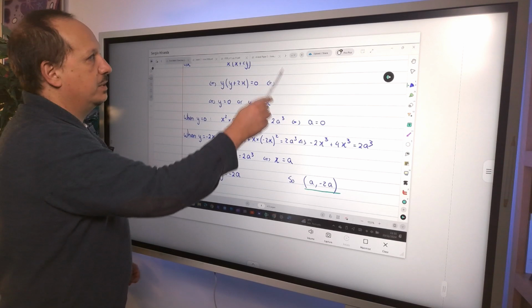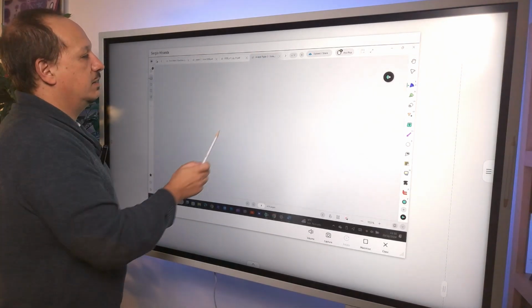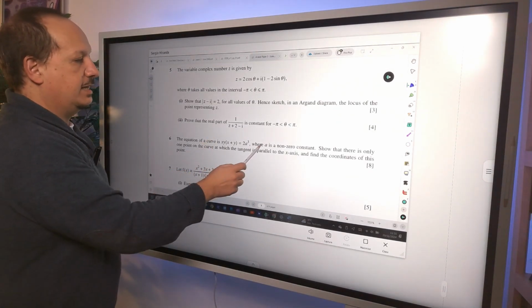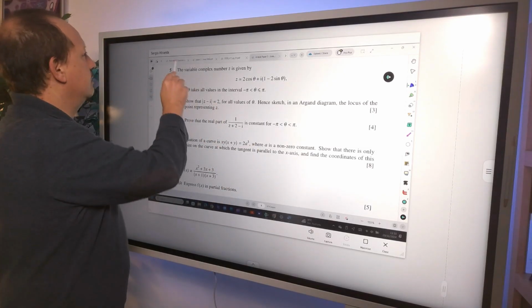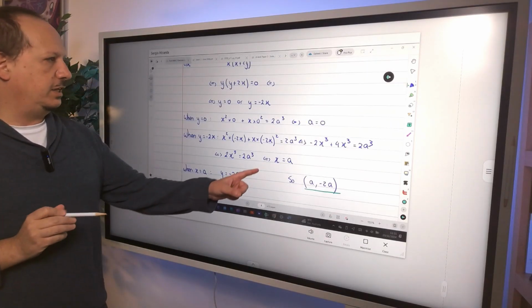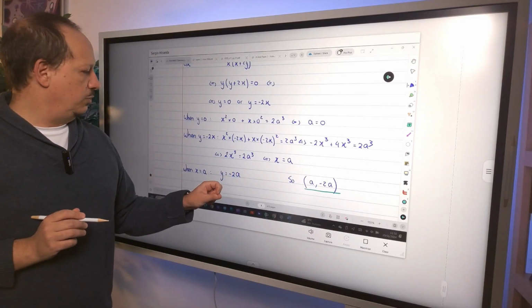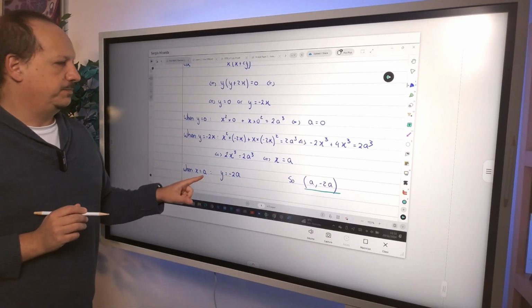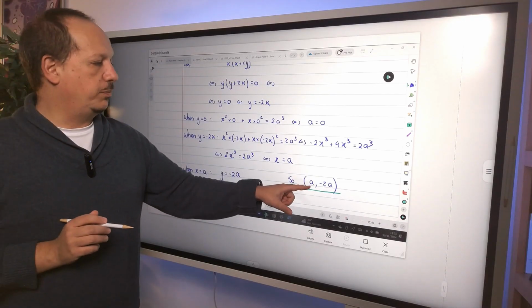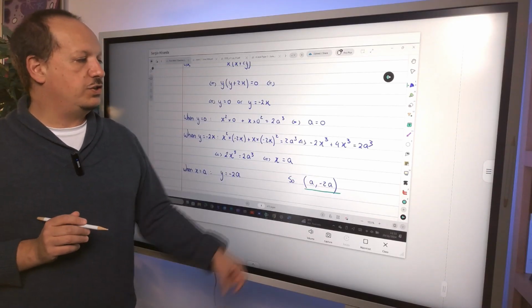Why is that? Because on the question itself, it said that a is a non-zero constant. So you automatically exclude this option, and this is the one that you will get over here. So the coordinate of the point is (a, -2a).